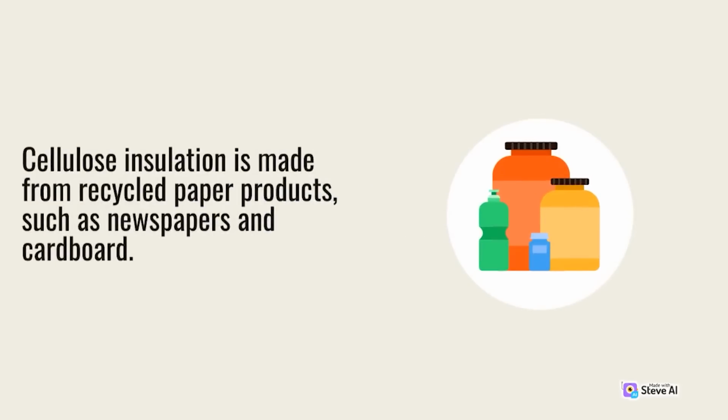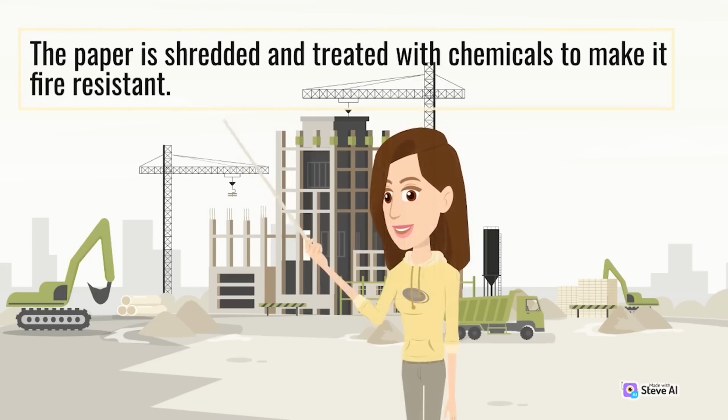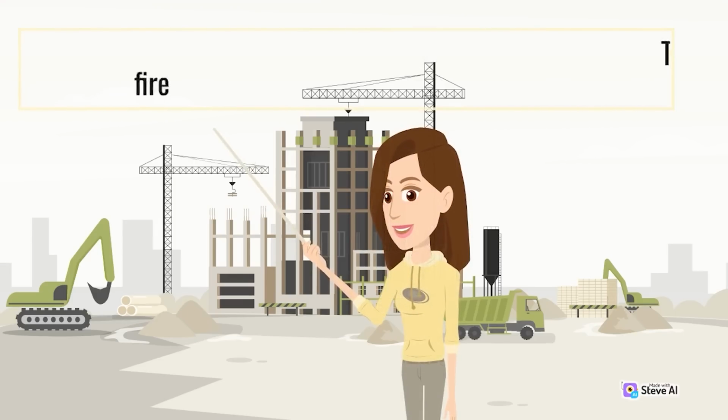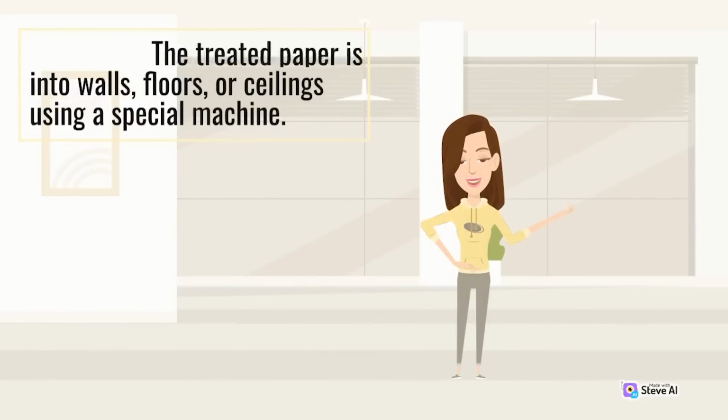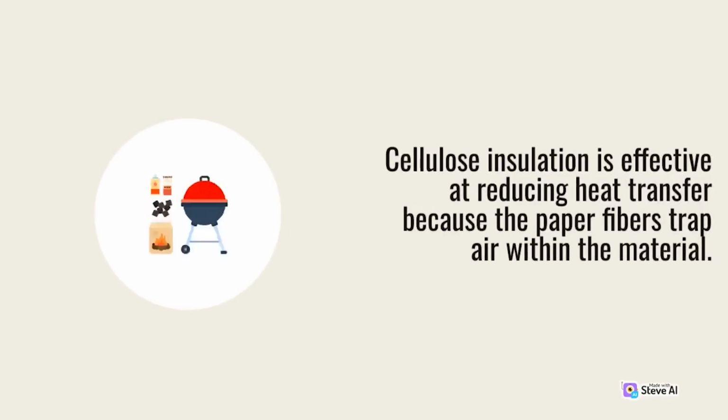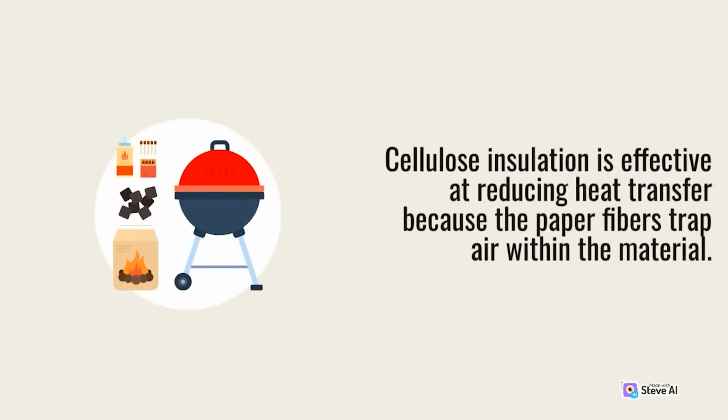Cellulose insulation is made from recycled paper products, such as newspapers and cardboard. The paper is shredded and treated with chemicals to make it fire-resistant. The treated paper is then blown into walls, floors, or ceilings using a special machine. Cellulose insulation is effective at reducing heat transfer because the paper fibers trap air within the material.